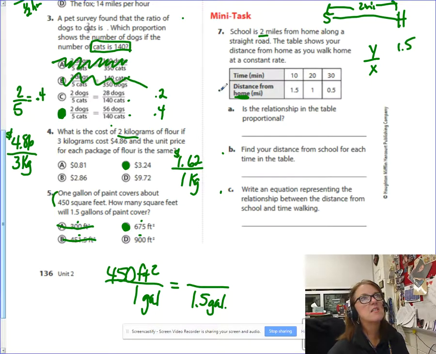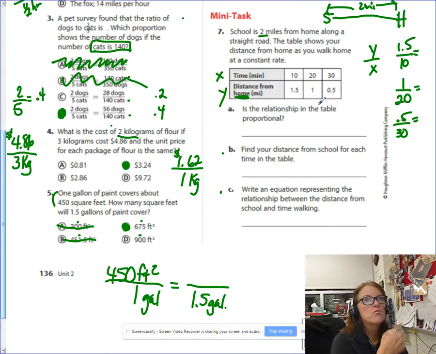1.5, because these are your y values. This is your x value. 1.5 over 10. 1 over 20. 5/10 over 30. Calculate each of these for me. Grab your calculator. 15 hundredths. 5 hundredths.